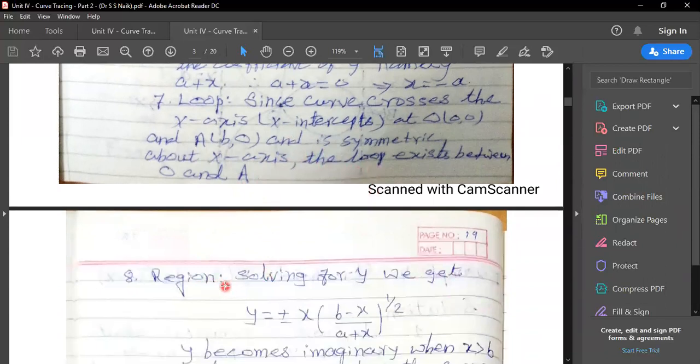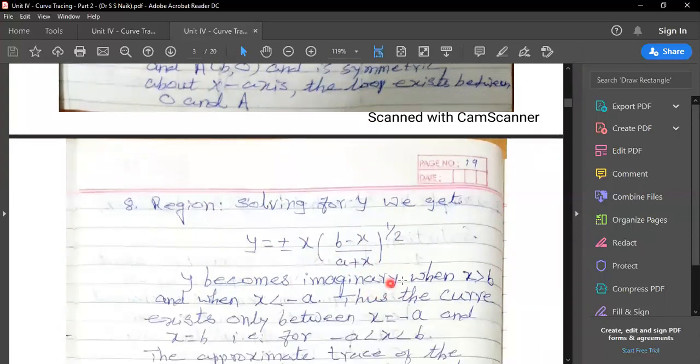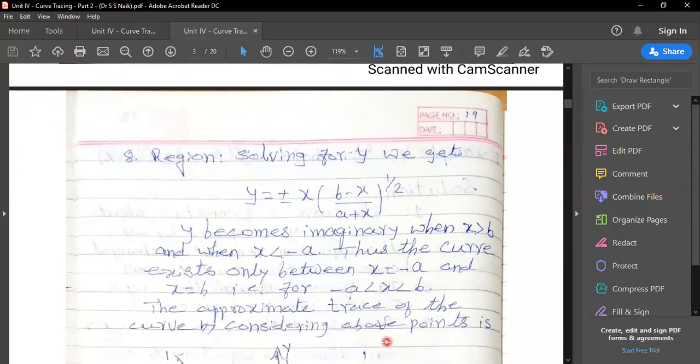Then we'll see the region where the curve exists or does not exist. Solving for y, we get y is equal to plus or minus x into (b minus x) upon (a plus x), to the power 1 by 2. y becomes imaginary when x is greater than b and when x is less than minus a. Thus, the curve does not exist beyond these points, x is equal to minus a and x is equal to b, that is, it exists only for minus a less than x less than b.